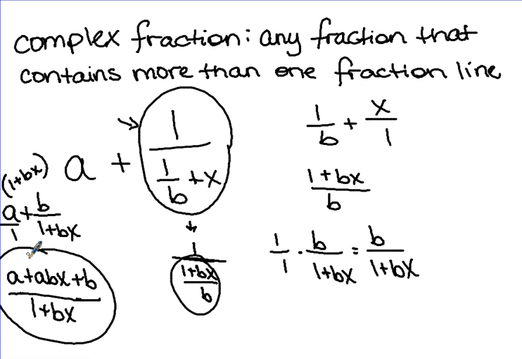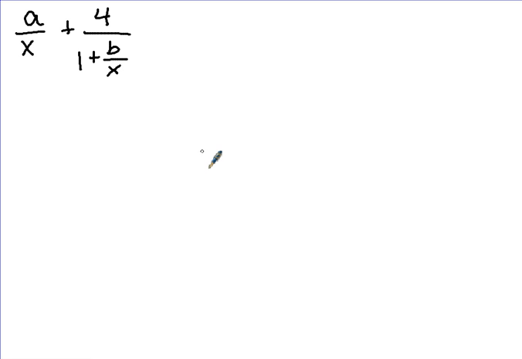So what we're doing is we're taking the most complex part of our complex fraction and simplifying until our entire thing is simplified completely with one numerator over one denominator. Let's do another one that is a little more complicated. The next example, we have a over x plus 4 all over 1 plus b over x.